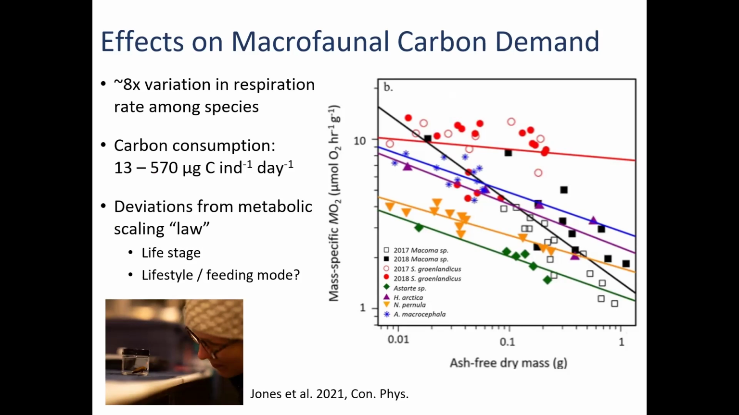So what you're looking at here is the mass specific oxygen consumption of individuals of these different taxa. And each dot is an individual that was incubated. So a couple of things to note. First of all, the magnitude of the respiration is different depending on the different species. So even for the lines that are parallel and are showing kind of the same mass to oxygen consumption relationship, there are differences, roughly an 8-fold variation among these species in terms of the respiration rate.